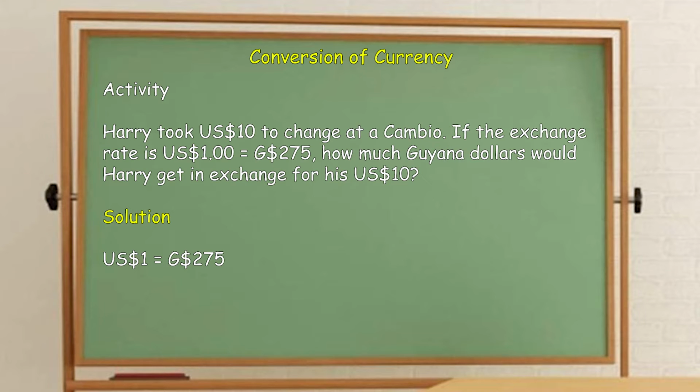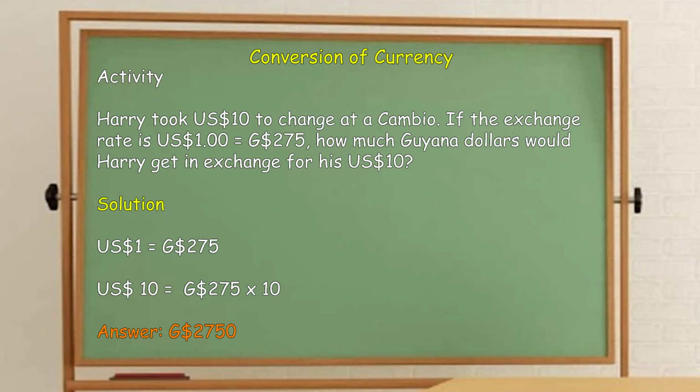So therefore, 10 US dollars equals 275 Guyana dollars multiplied by 10. And we know that when we are multiplying by 10, we write back the number and we add a 0 to the back of the number. So 10 US dollars would be equal to 2,750 Guyana dollars. So boys and girls, here is a second example.